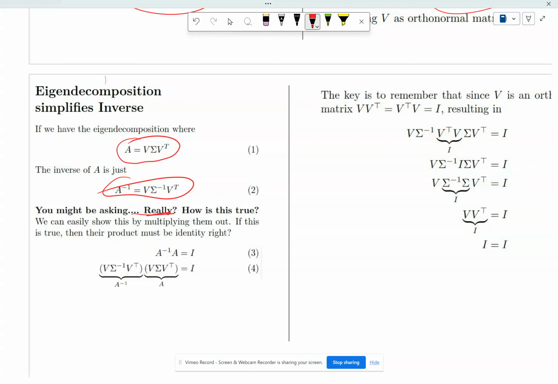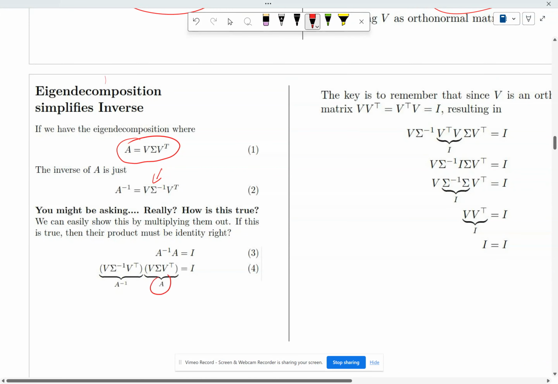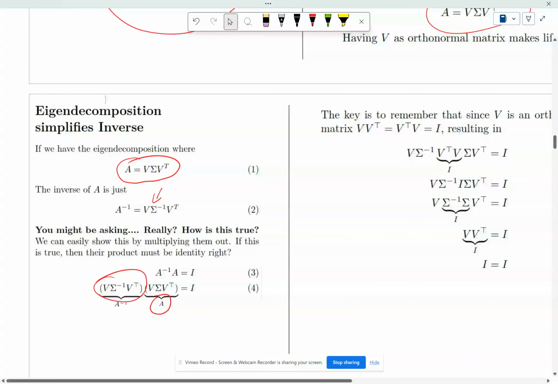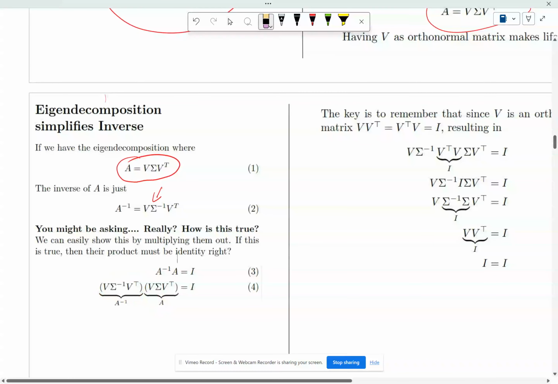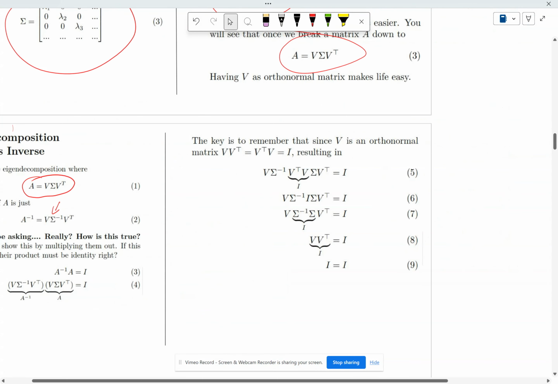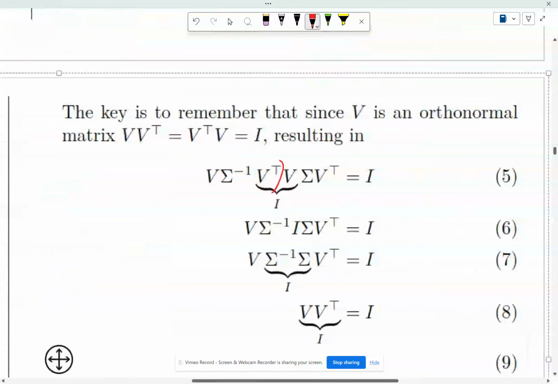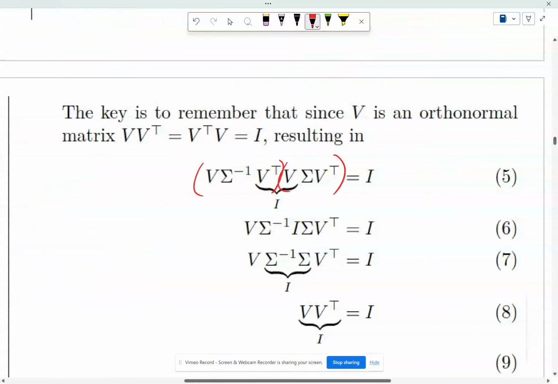Now you might be asking, is this really true that you just take the inverse? Well, we can easily multiply them out and then you'll just see it. So if you take A, and I'm claiming that this right here is the A inverse, and if this is true, this implies that this expression should yield an identity matrix. So let's see if it's true or not. Here we're going to multiply them together, and it's supposed to be identity.